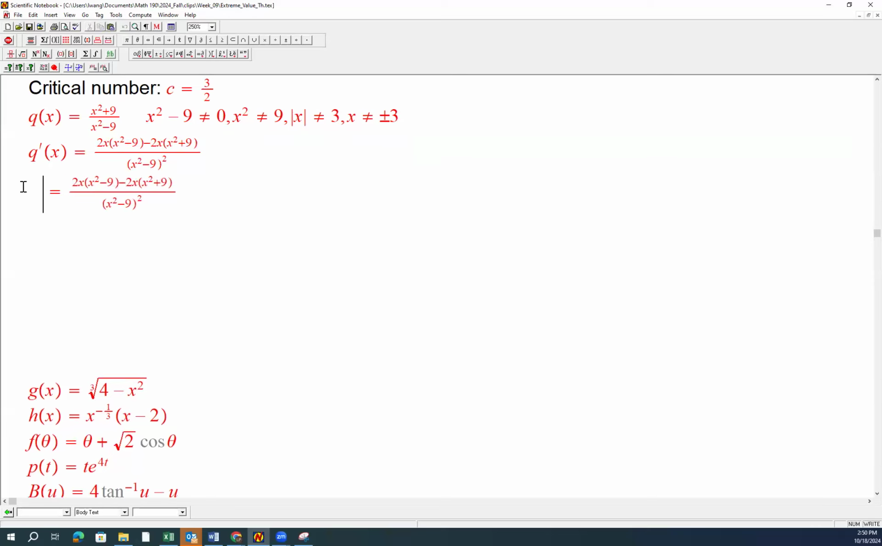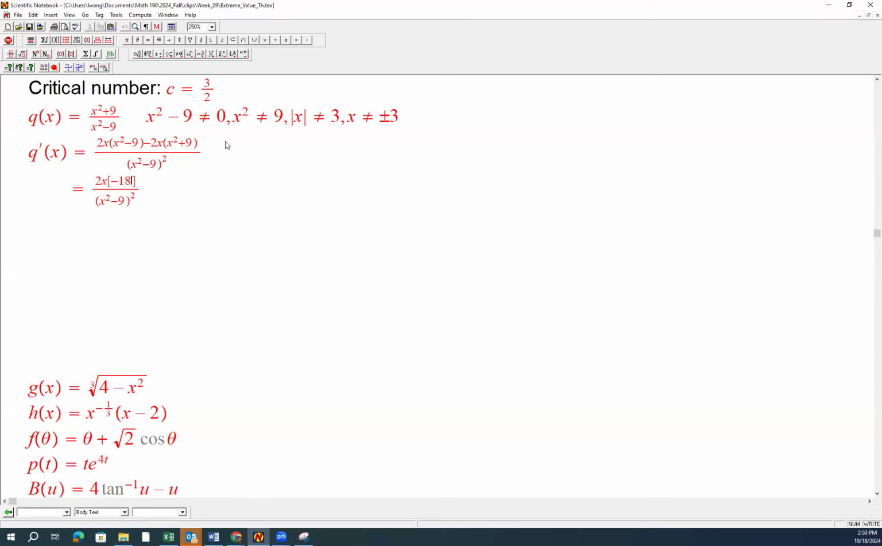If we simplify it, we can factor out the 2x. So factor out the 2x, and open up the parentheses, so x squared minus 9, minus x squared minus 9. So x squared and x squared are gone. Minus 9, minus 9, that's minus 18. So in the end, it's a negative 36x.